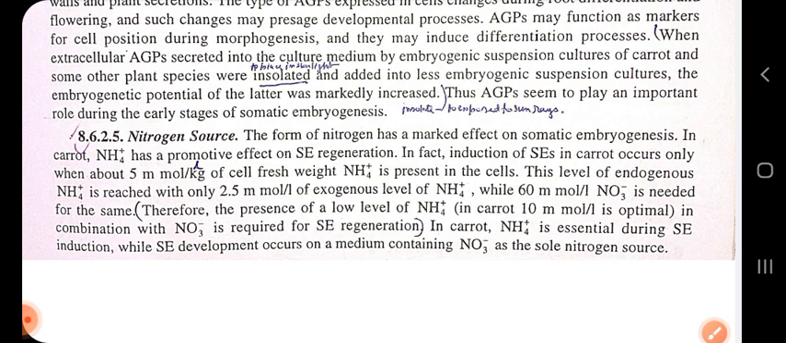It is saying that the form of nitrogen has a marked effect on somatic embryogenesis. In carrot, the ammonia has a promotive effect on somatic embryo regeneration. In fact, induction of somatic embryos in carrots occurs only when about 5 millimole per liter of cell fresh weight ammonia is present in the cells. So ammonia in combination with the NO3 source can be used for generation of somatic embryos more rapidly.